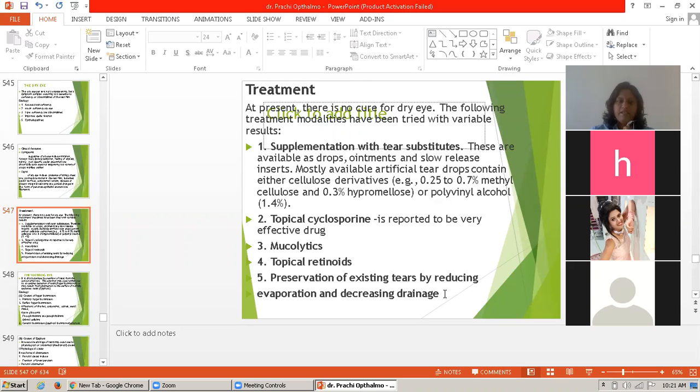So, supplementation of tears in that case: cellulose, that is methylcellulose, polyvinyl alcohol, povidone, sodium hyaluronate. They are used either alone or in combination. So there are drops, ointment, and gel tears. The gel is a clear synthetic polymer of acrylic acid which dissolves very slowly. So these are the treatments we can use in the case of dry eye.